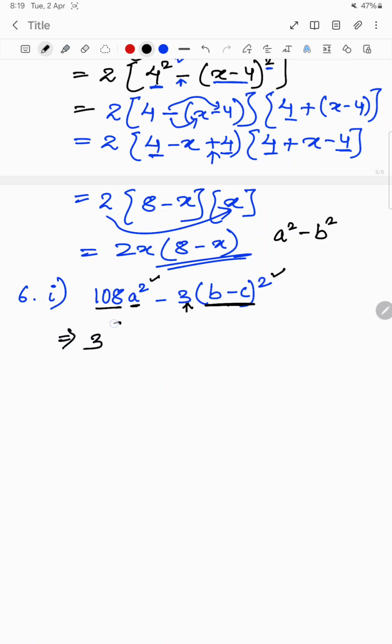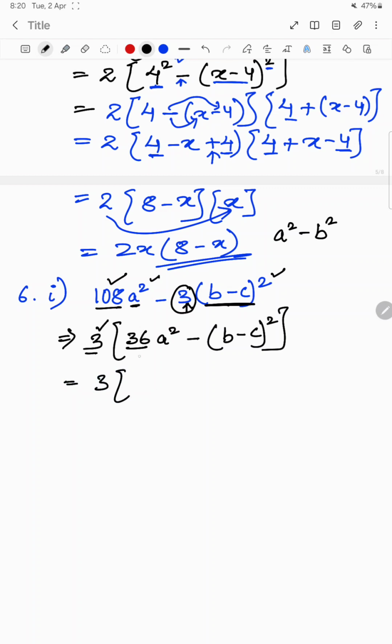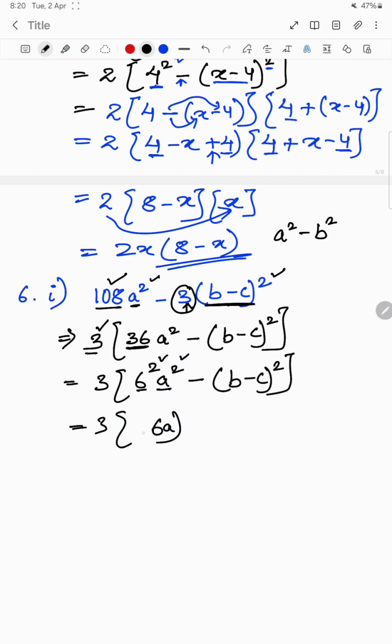So when I take 3 as common, 3 times 6 is 18, so 36 times 3 is 108. I have here a square minus, this 3 has been taken out as common, so I'm left with b minus c whole square. Now let's see 36. This 36 can be written as 6 square, a square minus b minus c whole square. Now here you see that 6 and a both have squares, so I can write 6a together and square as common. So 6a whole square minus b minus c whole square.